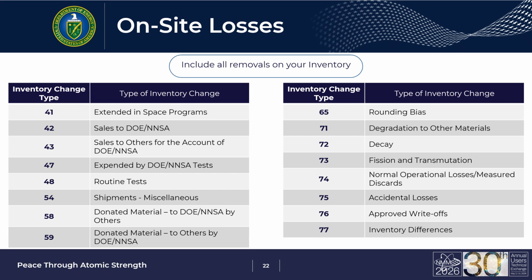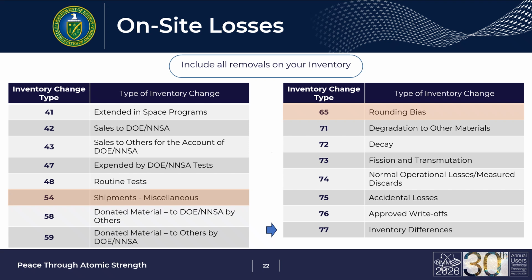DOE and NNSA sites also have multiple options regarding on-site losses and the type of inventory change. The most common uses of these ICT codes for DOE are 54 shipments miscellaneous, 65 rounding bias, 71 degradation to other materials, the resultant material type of a blending activity, code 72 decay, use code 73 fission and transmutation, code 74 normal operational losses measured discards, 76 is for approved write-offs, and ICT code 77 for inventory differences.